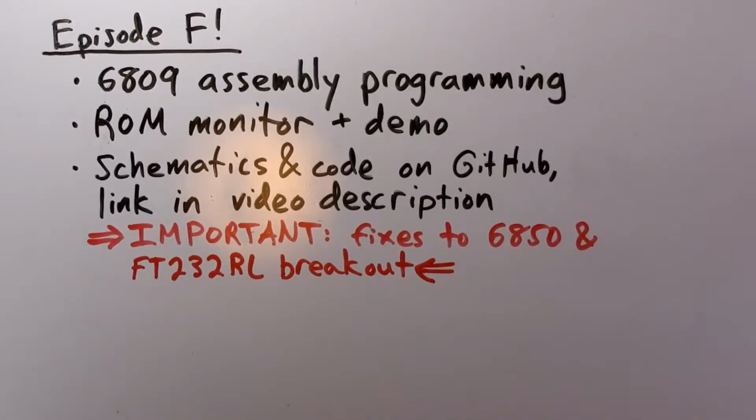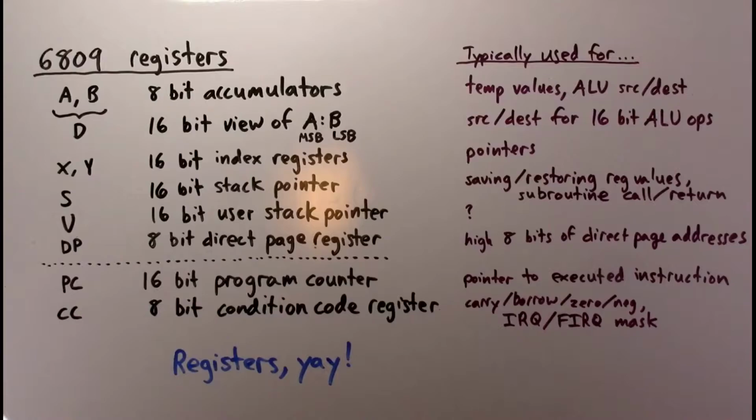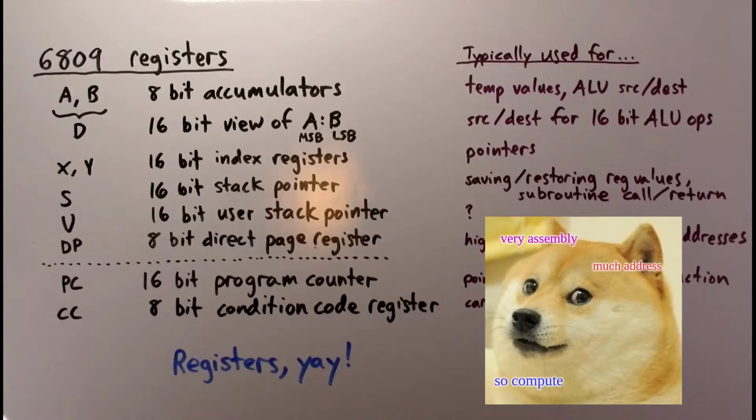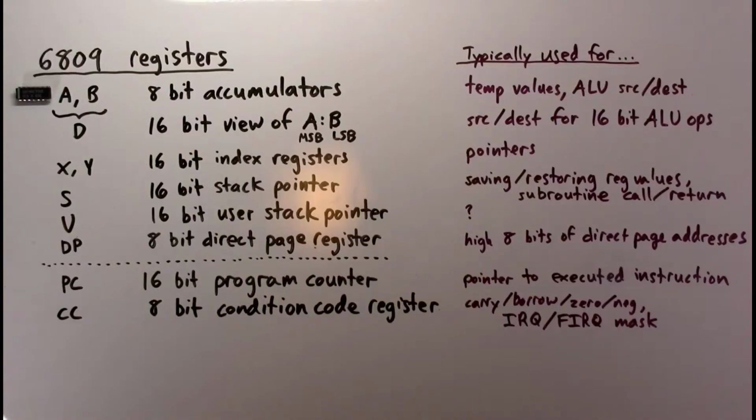Okay, let's get started. Let's start our discussion of 6809 assembly language by reviewing the 6809 registers. It's essential to understand the 6809 registers because most instructions operate on registers. The 6809 has two 8-bit accumulators called A and B. They are used as source and destination for ALU operations and can also be used for temporary values and for passing argument values to subroutines and returning values from subroutines.